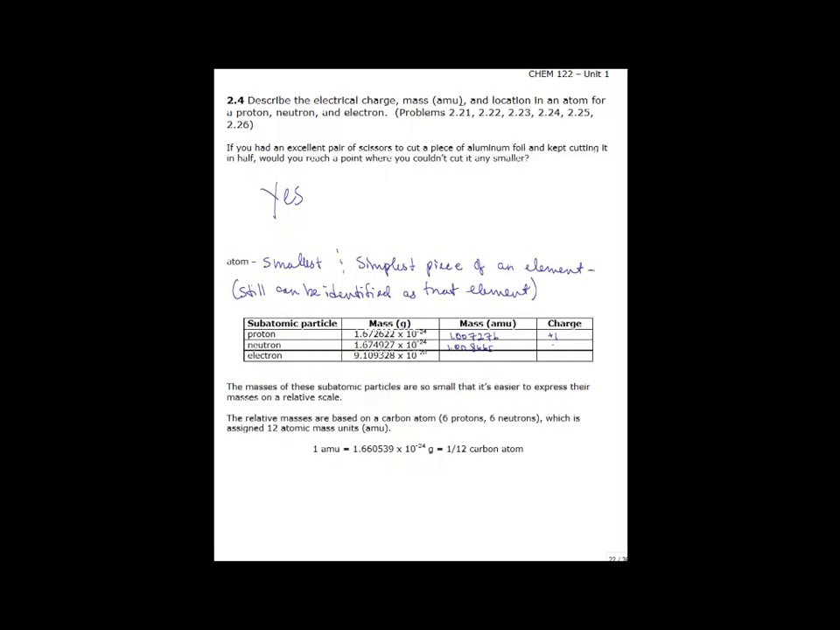It's 0 charge. Now an electron has a mass much smaller than 1 AMU, 5.485799 times 10 to the negative 4. So it's much smaller. In fact, we can kind of neglect this mass due to the electron because it's not contributing to the mass of the atom. Now the electron does have a negative 1 charge. So it's kind of the opposite of the proton.